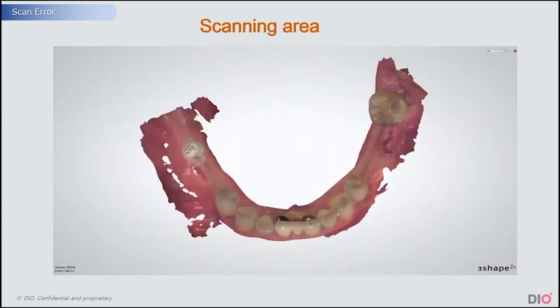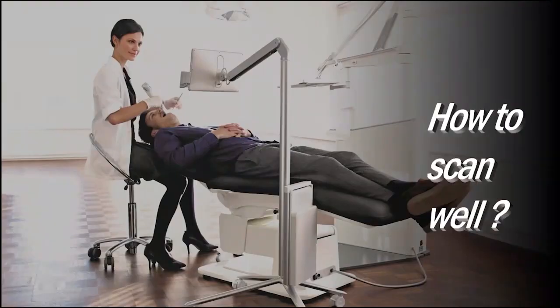This is another case. The soft tissue on the left side has not been smoothly removed from the digital impression data, and the buccal side of the right arch has not been scanned sufficiently. So, this case may be difficult to progress because of insufficient scan data at the implant placement site. Let's learn how to scan well from the next slide.